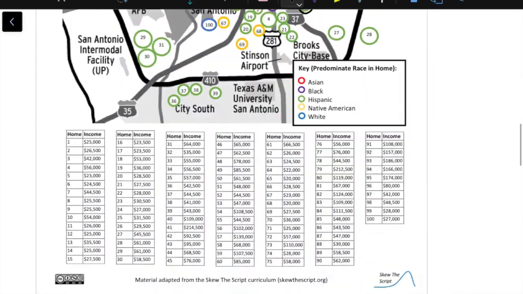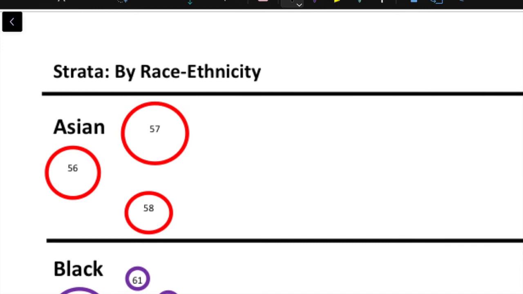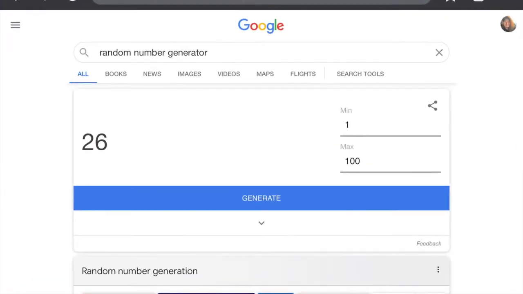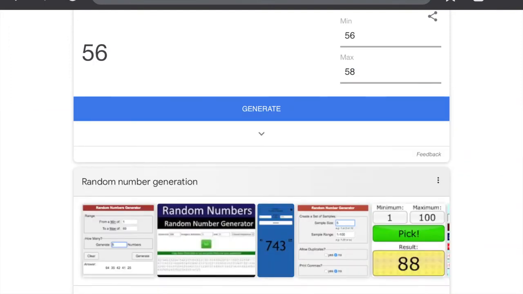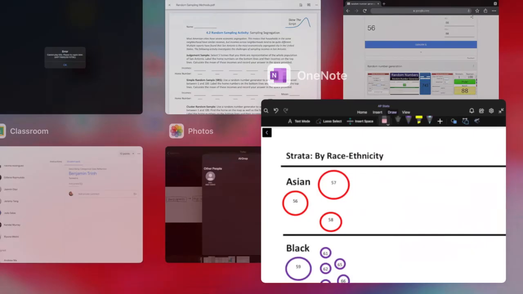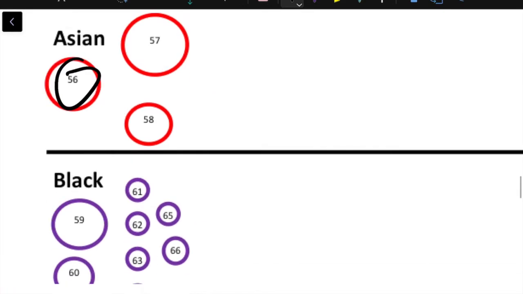All right. So, for example, if we're looking at the Asian strata, I would actually have to change my random number generator so that the numbers are between 56 to 58. So if I do this, my minimum is 56, my maximum is 58. And I'm going to pick one number, 56. So I'm going to go ahead and mark that so I remember, 56.